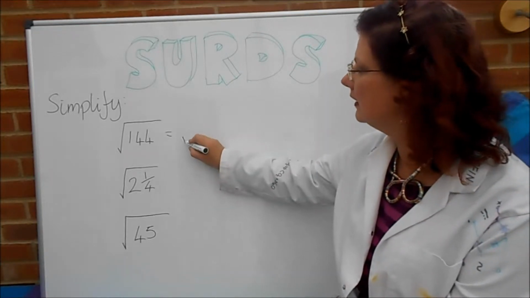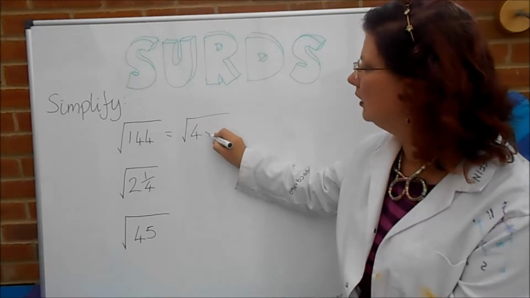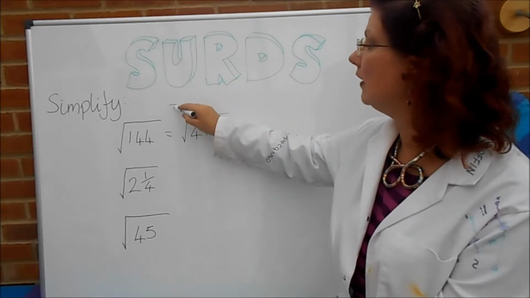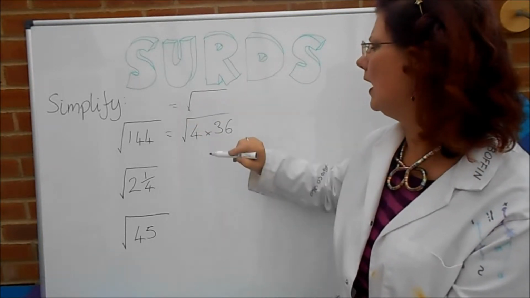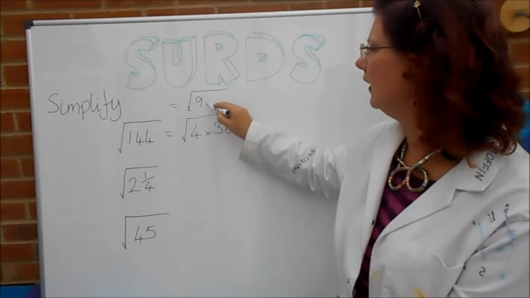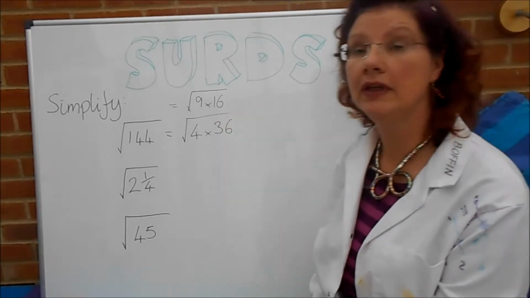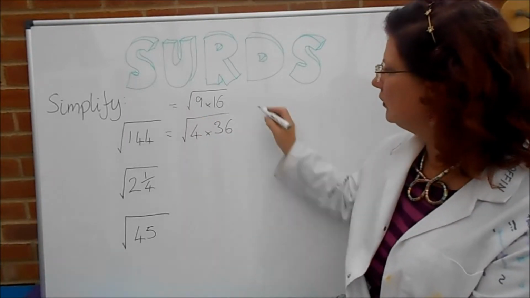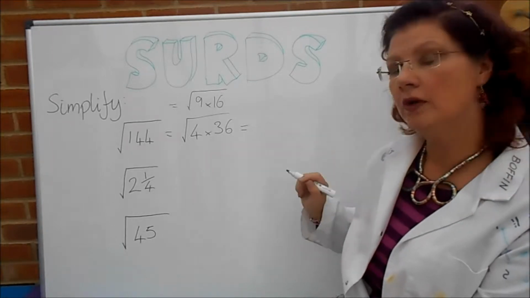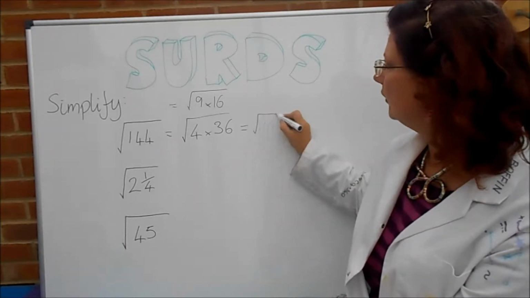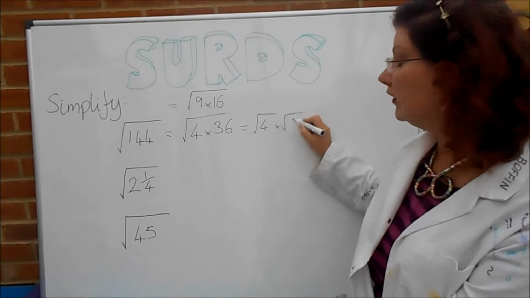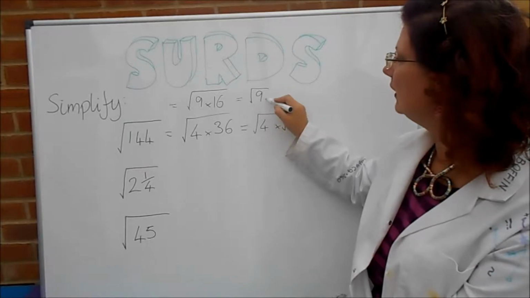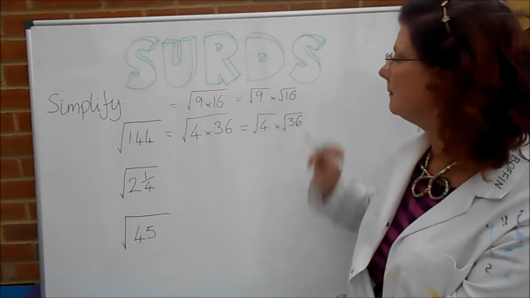So we could split it into 4 lots of 36, or indeed we could also have split it into 9 lots of 16, I think. Yep, that's right, 9 lots of 16. Either of those is fine. We'll just follow both of them through. This one, when we split that square root, becomes the square root of 4 times the square root of 36. And this one becomes the square root of 9 times the square root of 16.